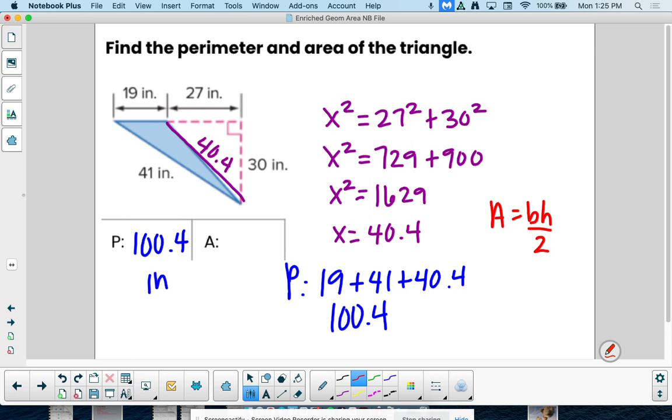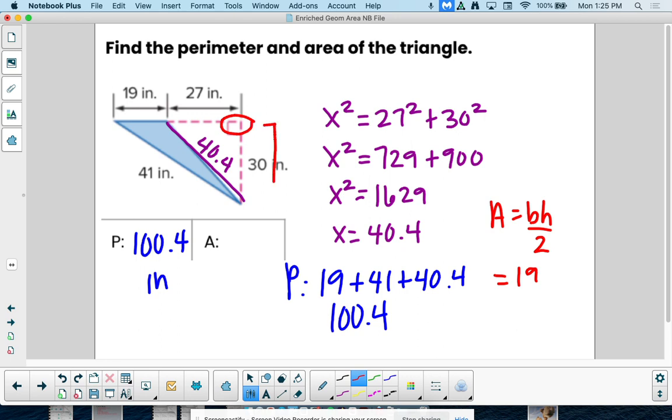What's going on in this picture? What do you think your base side is? 19. And what do you think your height is? 40.4. I want it to be the perpendicular length. Look for the right angle.